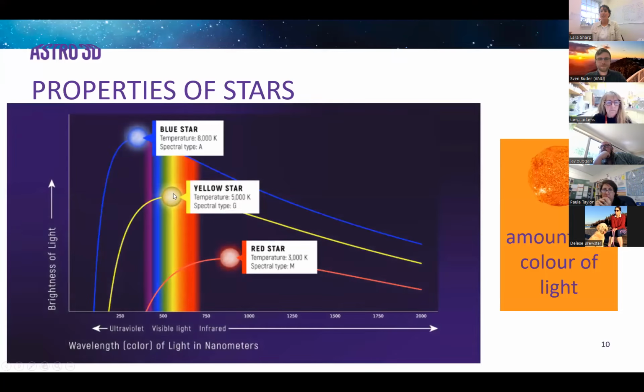If we then place our star on a graph showing a couple of others, we've got a red star over here, 3000 K, K meaning Kelvin. So it's only 273 degrees different from the Celsius scale, so to all intents and purposes, 300 degrees. It's cooler and it's not giving off as much light as our star, which is about 5000 K. And then blue stars over here are nice and hot at 8000.